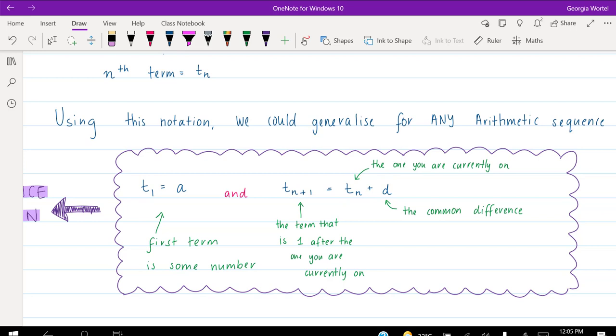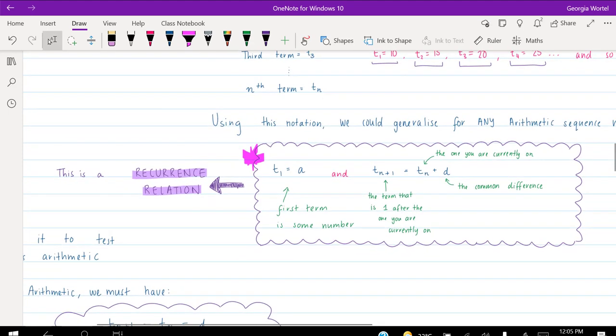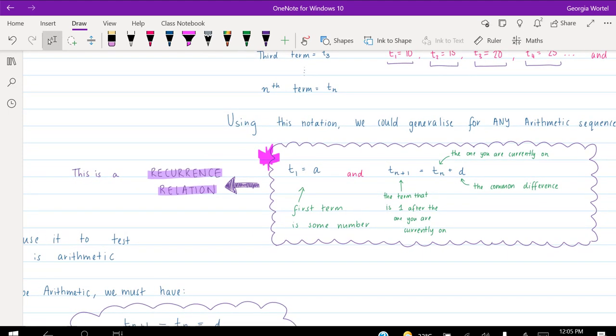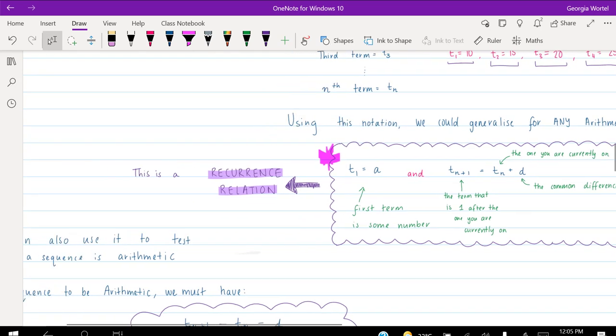At this point, I would pause the video and copy that down as well. So this here is important. This is called a recurrence relation. The recurrence relation is that little bit there that you just copied down.